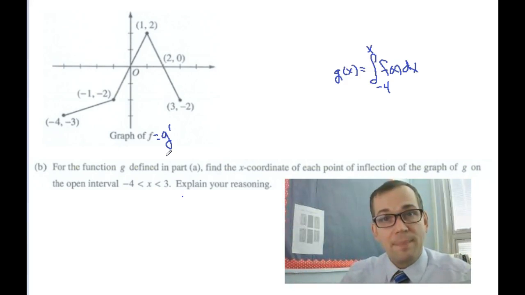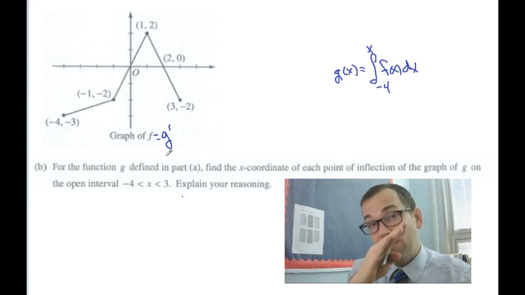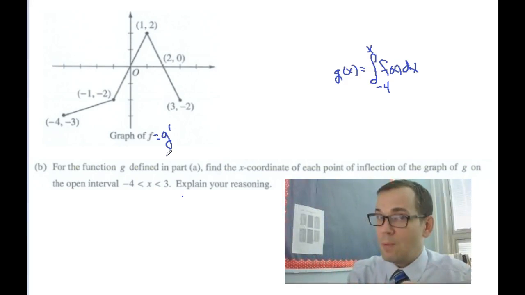We have a graph of G prime. So now we have to kind of twist it up a little bit and just remind ourselves that if G prime changes from increasing to decreasing, then its derivative changes from positive to negative. If G prime changes from decreasing to increasing, its derivative, G double prime, will change from negative to positive.